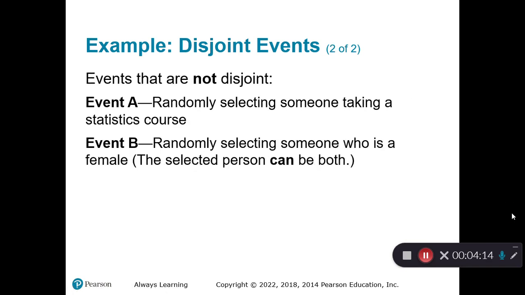Events that are not disjoint, meaning they do have an overlap, share at least one common outcome. For example, event A, randomly selecting someone taking a statistics course. Event B, randomly selecting someone who is a female. Clearly, it is possible for someone to be taking a statistics course and also be female. So any females taking statistics courses would satisfy both events.